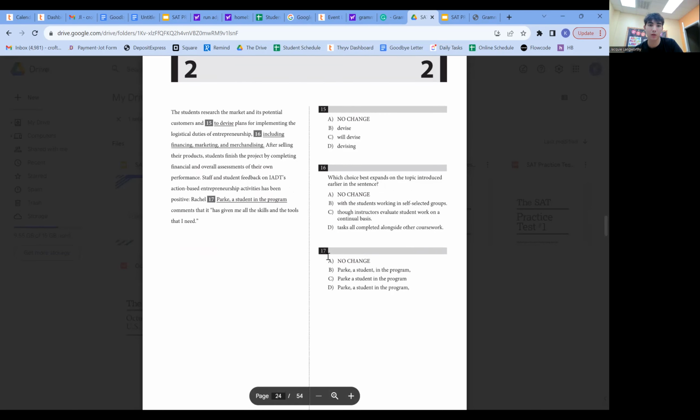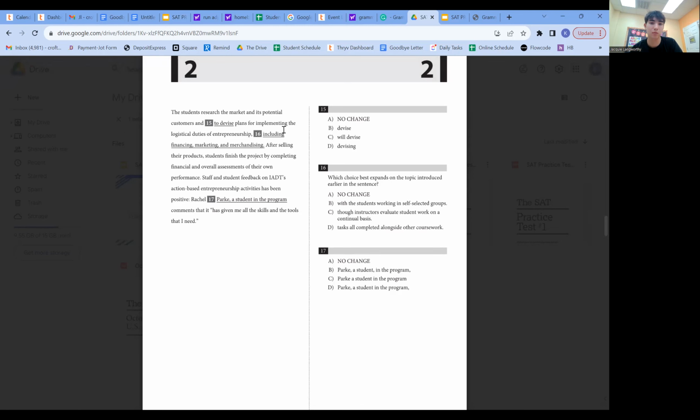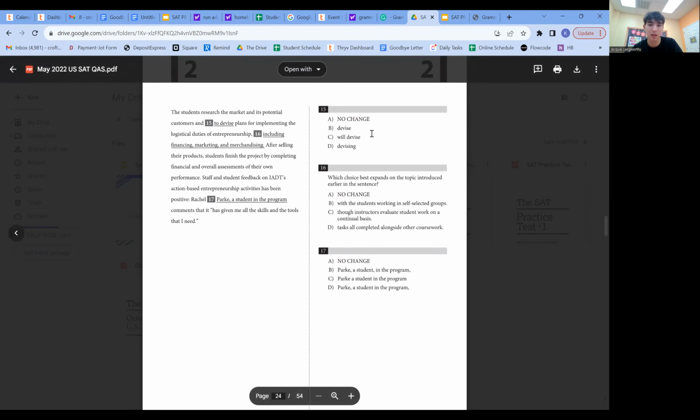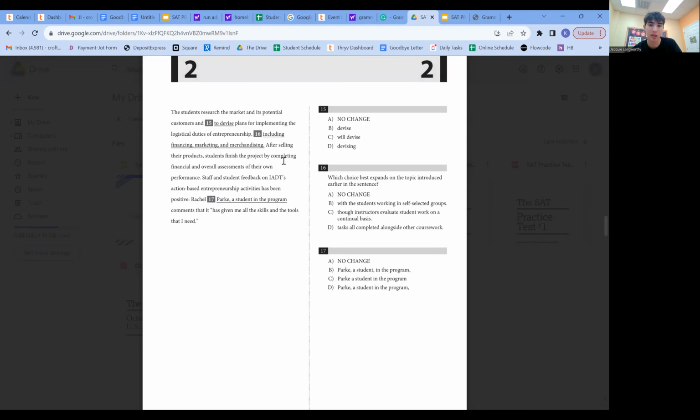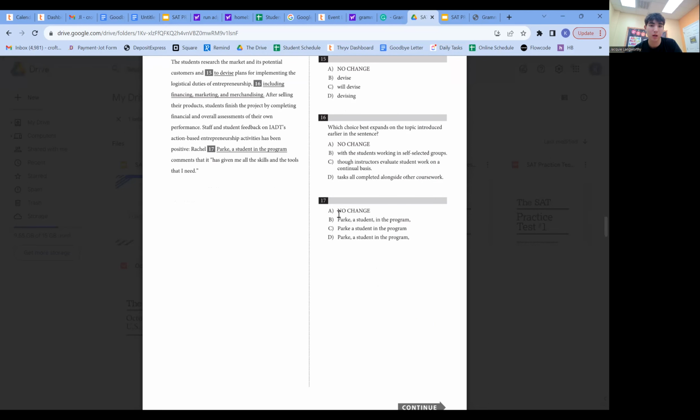Students research the market and its potential customers and to devise plans. That's not going to be right because to devise is not the right tense. So the answer is going to be B for 15, because they make plans. It's not saying that they will make plans because they've been making plans for a while. So devising isn't the right tense. Including financing, marketing, and merchandising. That is going to be A because all the other ones just say this normal stuff to do with school.